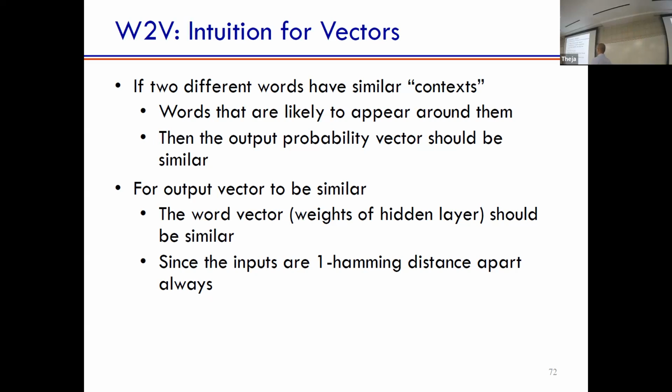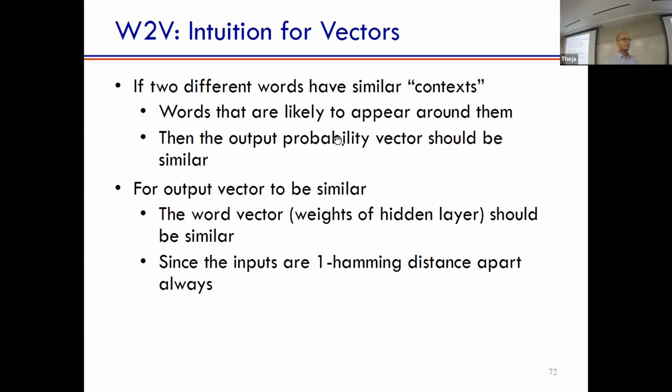That's because if two different words, let's say word 1 and word 2, have similar contexts, and this comes back to our previous discussion, that means words that are likely to appear around them are going to be similar, right? So brown will have a bunch of words and red will also have similar words. Not all, doesn't have to be the same, but kind of similar words.